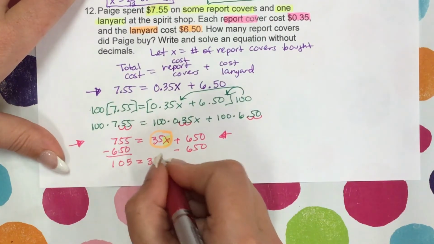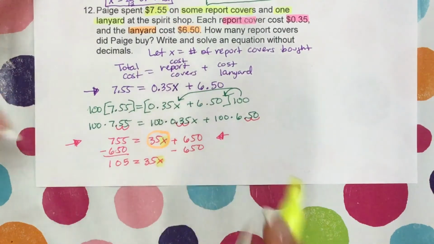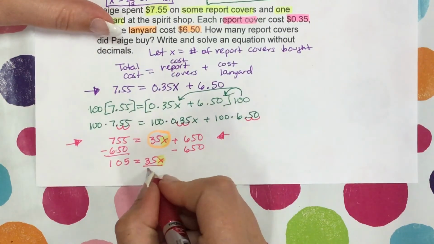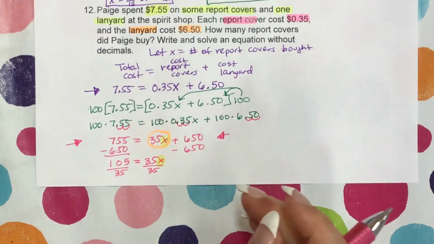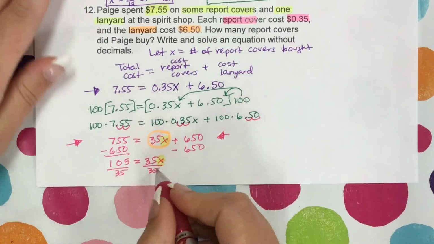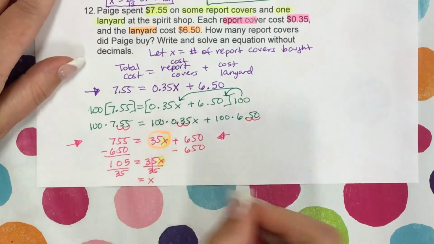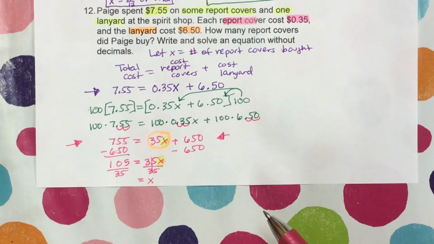equals 35x. We need to get x by itself. Right now it's being multiplied by 35. So we need to divide both sides by 35. The inverse operation of multiplication is division. 35 divided by 35 is 1. 1 times x is x. So now x is by itself. And we have 105 divided by 35.